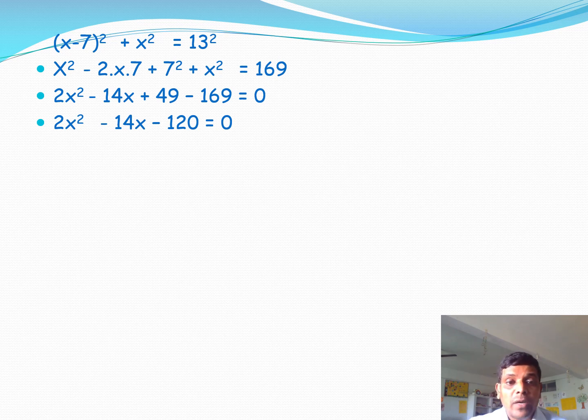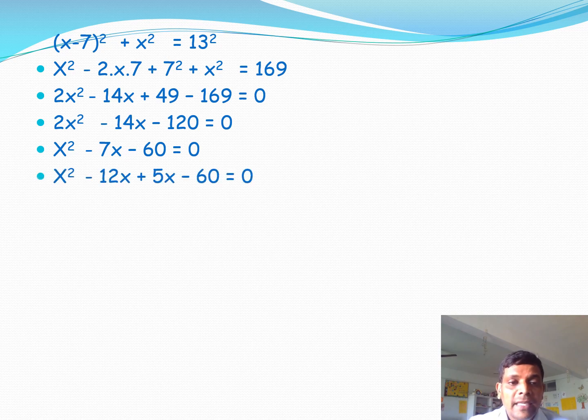Find factors of 2x square minus 14x minus 120 equals 0. And remember one thing, here each and every value is divisible by 2. So 2x square by 2, 14 by 2, 120 by 2. We get x square minus 7x minus 60 is equal to 0. X square, what is the middle term? Minus 7x. Minus 7x is written as minus 12x plus 5x, minus 60 is equal to 0.